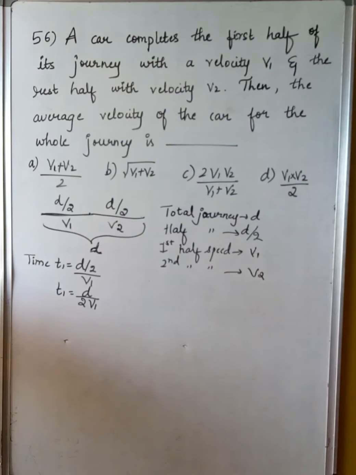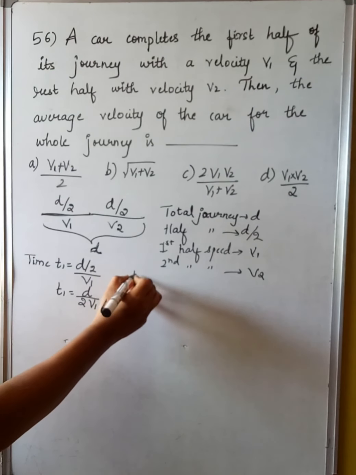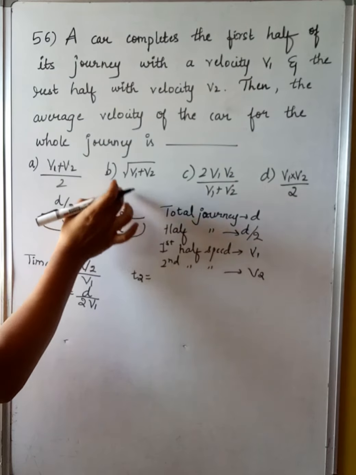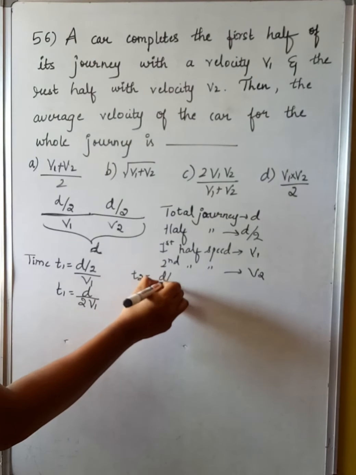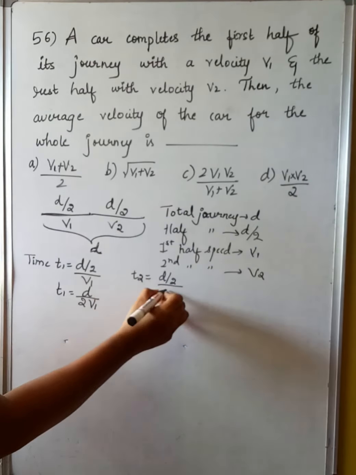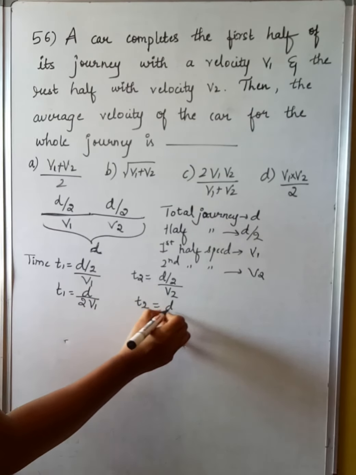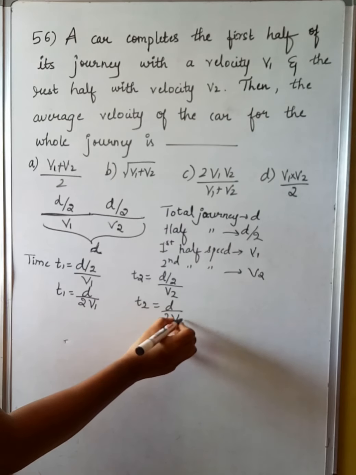Now next we'll be moving on. The time for the next half session, I'll be considering as T2. So the next half session distance is d by 2, and the speed is nothing but v2. When I simplify this, it is nothing but T2 is equal to d divided by 2 into v2.